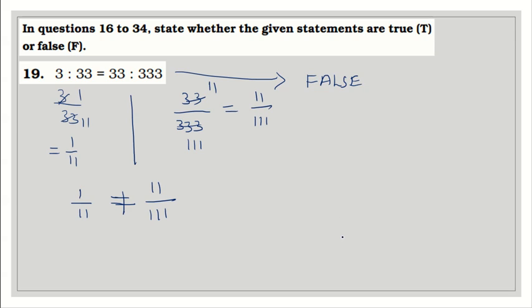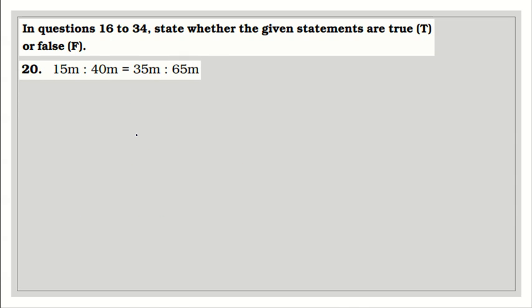Then moving on to question number 20. Question number 20, 15 meter is to 40 meter. Here it can be further simplified. This has 5 3s are 15, 5 8s are 40, so 3 is to 8. Here 35 meter is to 65 meters. This can be further simplified as 7 is to 13. Are these two equal? No. So it is false.